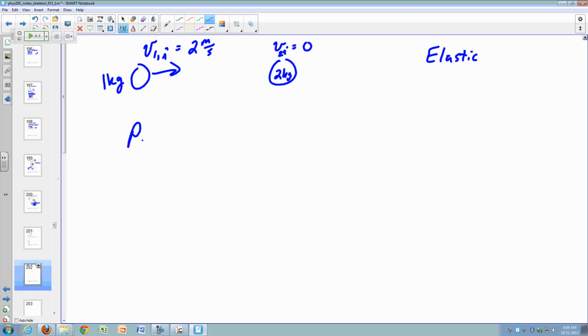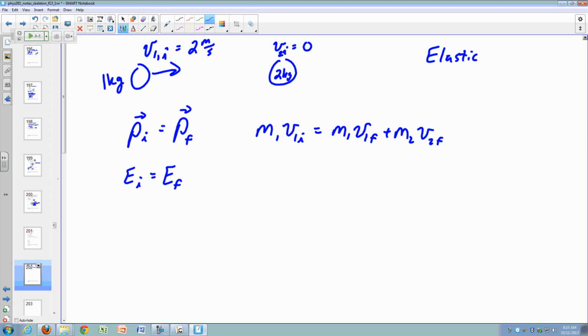I can say that the initial momentum equals the final momentum, and I can also say that the initial energy equals the final energy. Here with the energy, we're considering them in the same plane, so they have the same potential energy, but they have different kinetic energies. So I can draw up these two sets of equations. I'll have m1 v1i. I'm going to leave off v2i because it's equal to 0. That's going to equal m1 v1f plus m2 v2f.